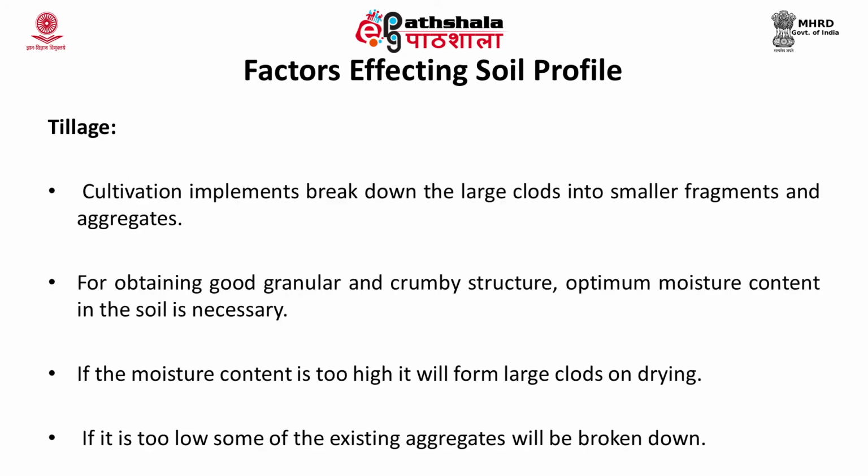Next factor, tillage. Cultivation implements break down the larger clods into smaller fragments and aggregates. For obtaining good granular and crumbly structure, optimum moisture content in the soil is necessary. If the moisture content is too high, it will form large clods on drying. If it is too low, some of the existing aggregates will be broken down.